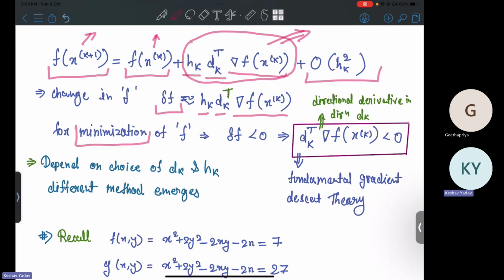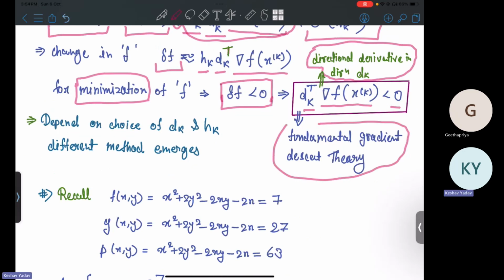Okay, so if we want to minimize, the step size is a positive term. So this delta f should be less than 0. Means what? This term dk transpose gradient of f at xk should be less than 0. Okay. This term is the directional derivative in the direction dk. Okay. This is the fundamental theory of the gradient descent method. Depending on dk and hk, different methods are possible.